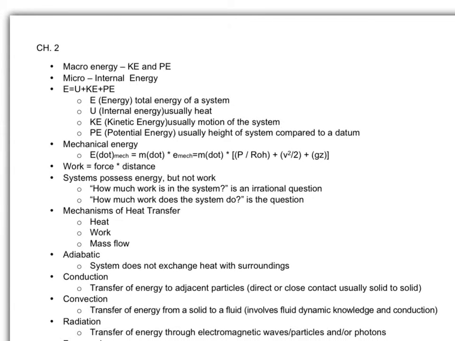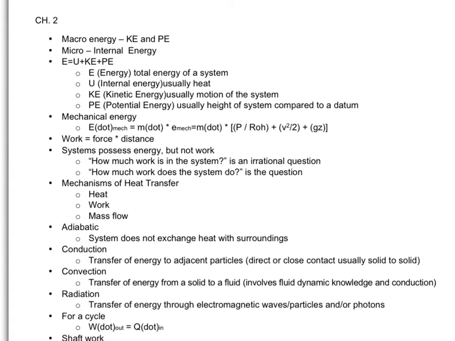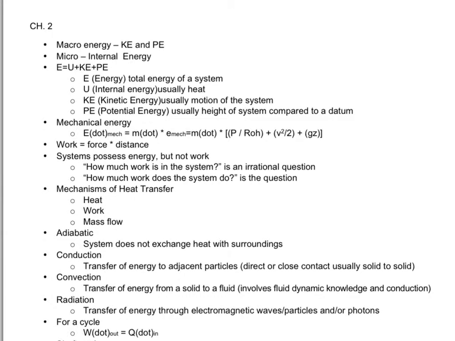An adiabatic system is a system that does not exchange heat with its surroundings. Like a thermos, it's insulated. Conduction, convection, and radiation are the three types of heat transfer. We talked about them briefly, but it's not going to be covered in much detail in this class. But to paraphrase, heat is a transfer of energy.